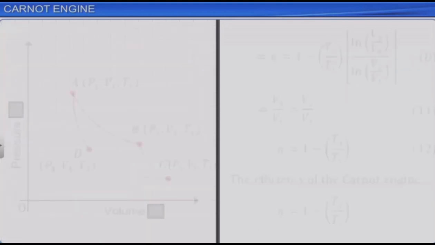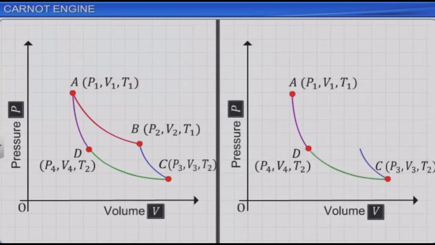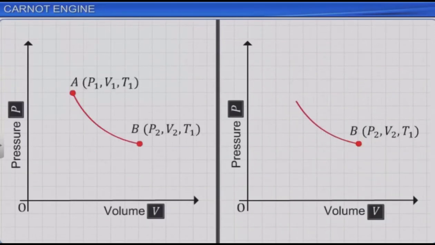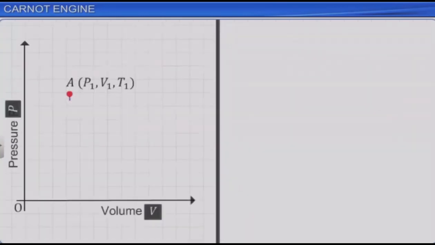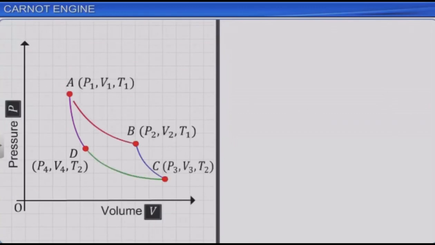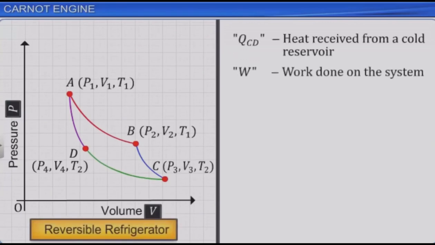We know that a Carnot cycle is a reversible cycle. Every process of the cycle is a reversible process. If each step of the Carnot cycle is reversed, we get a reversible refrigerator that receives QCD heat from a cold reservoir at a temperature of T2, and after work W is done on the system, it releases heat of QAB to the hot reservoir at a temperature T1.